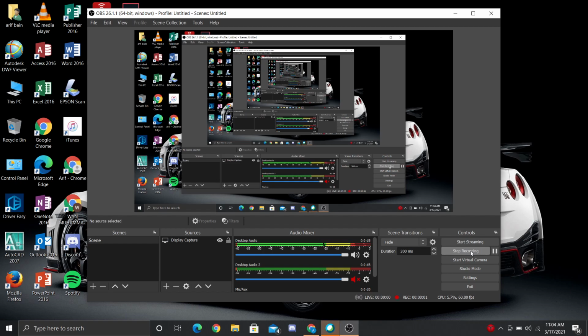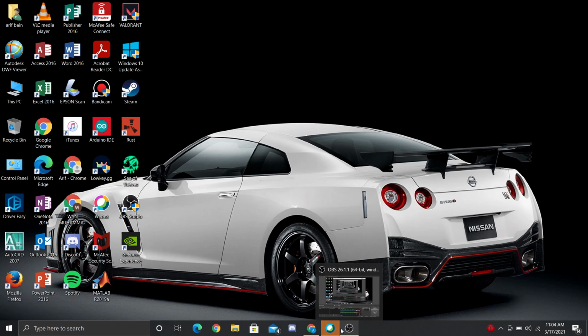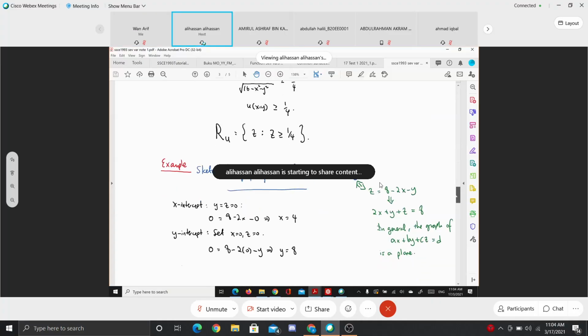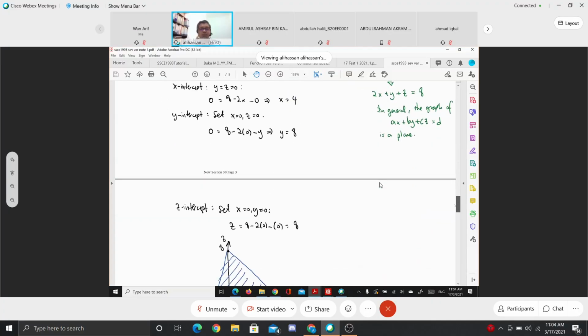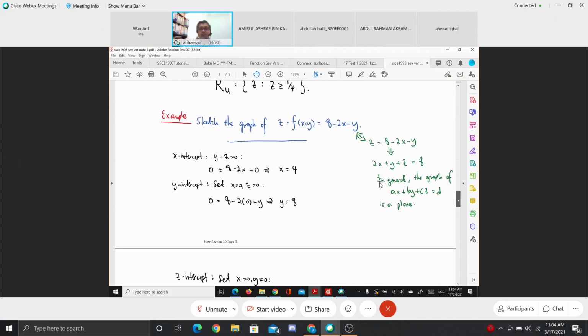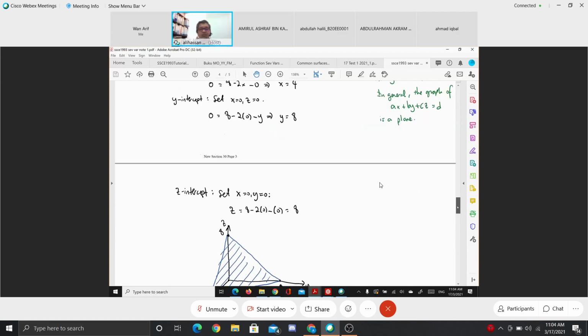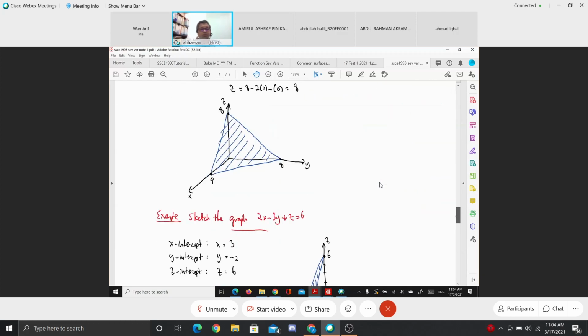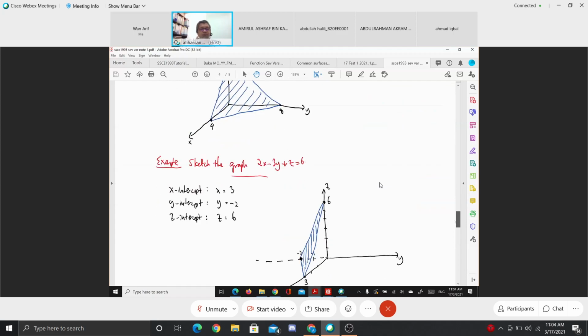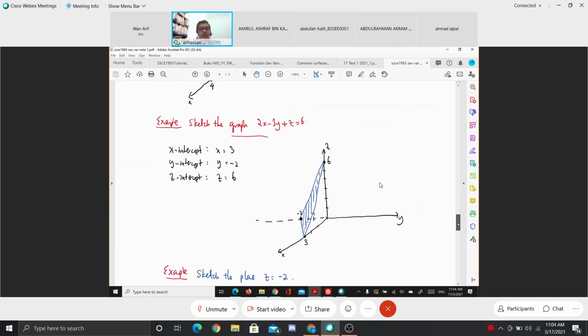Lecture note that I have discussed with you, and I've also uploaded this in the e-learning. We have also looked at some sketches of graphs, how to sketch a graph of a plane by locating the three intercepts on the x-axis, y-axis, and z-axis.